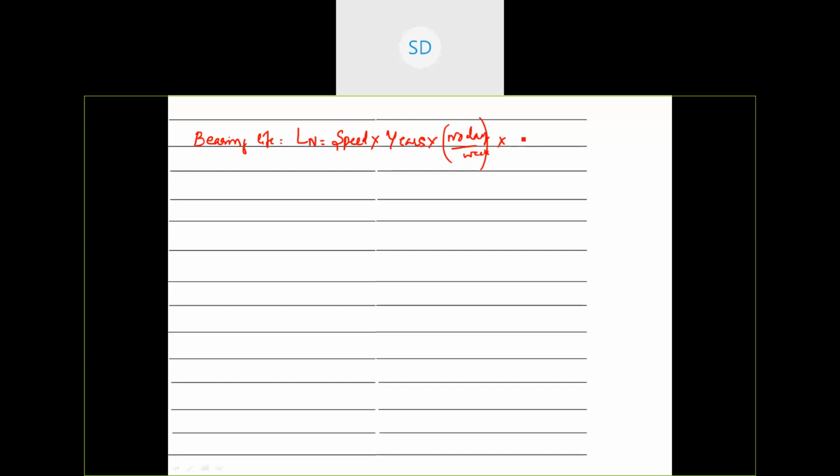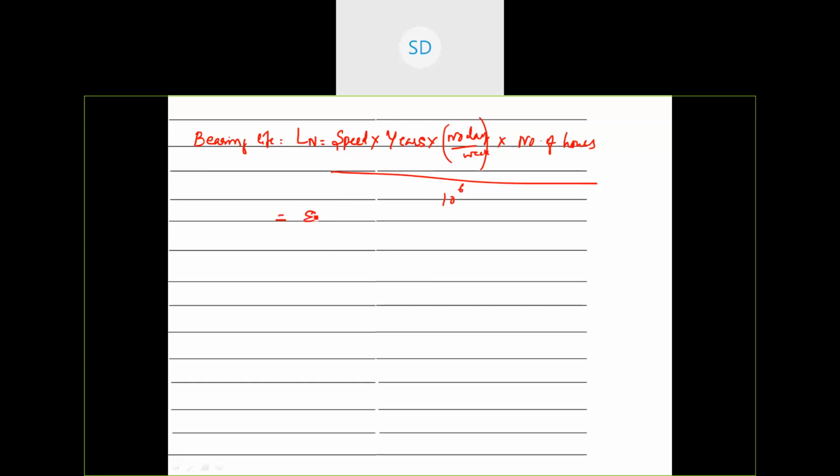Then number of hours, here number of hours divided by 10 to power of 6. Okay? 10 to power of 6. So let us go for calculation here.